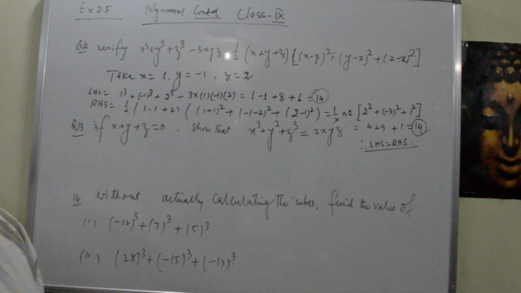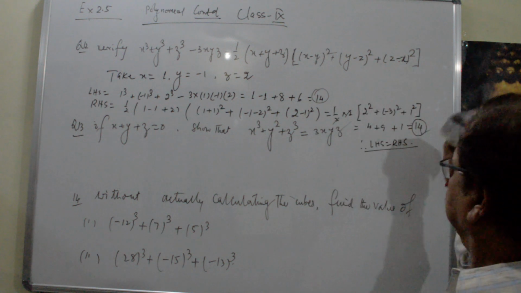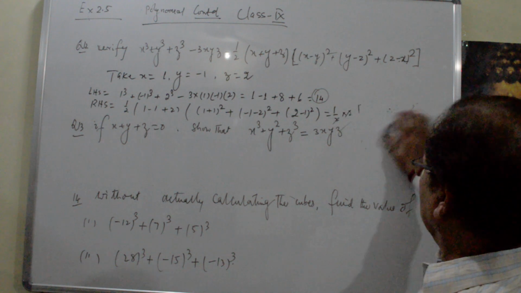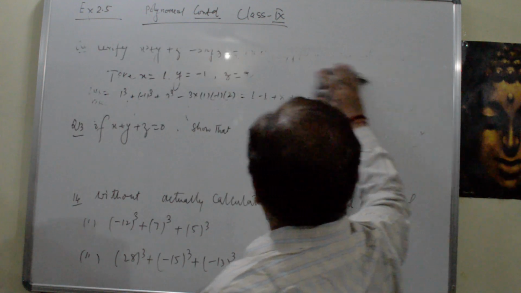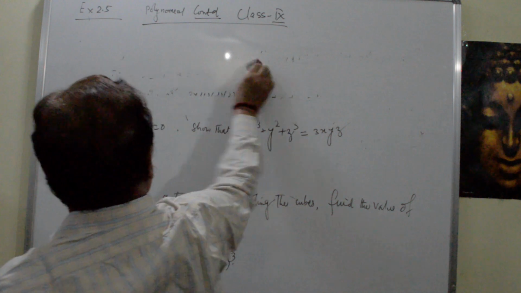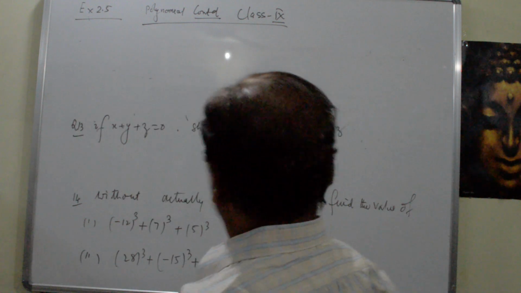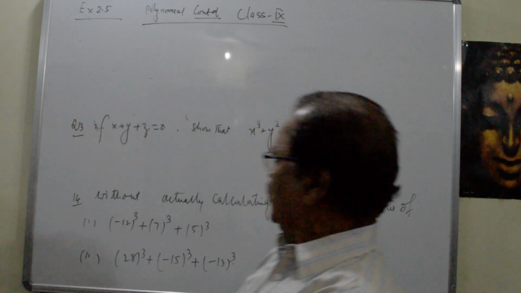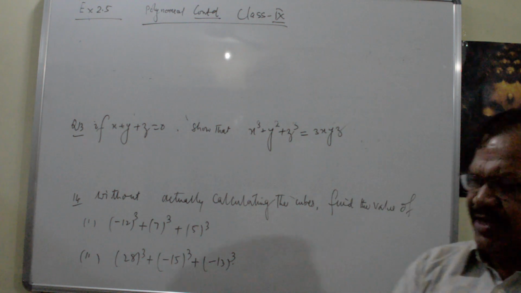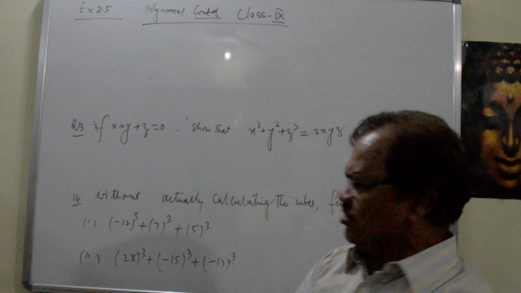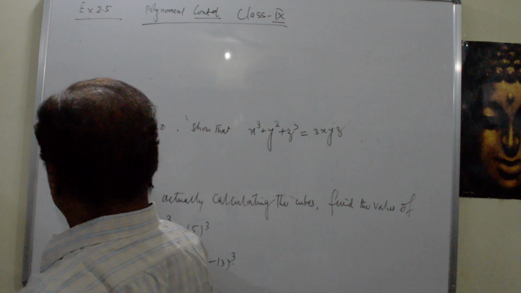Let us come to another question. Move towards question number 13. So question 13 is, if x plus y plus z is equal to 0, prove that x cube plus y cube plus z cube is equal to 3xyz. So it is clearly dependent on the formula. The formula is what? Let us recall the formula. Rather it is an identity, no problem.